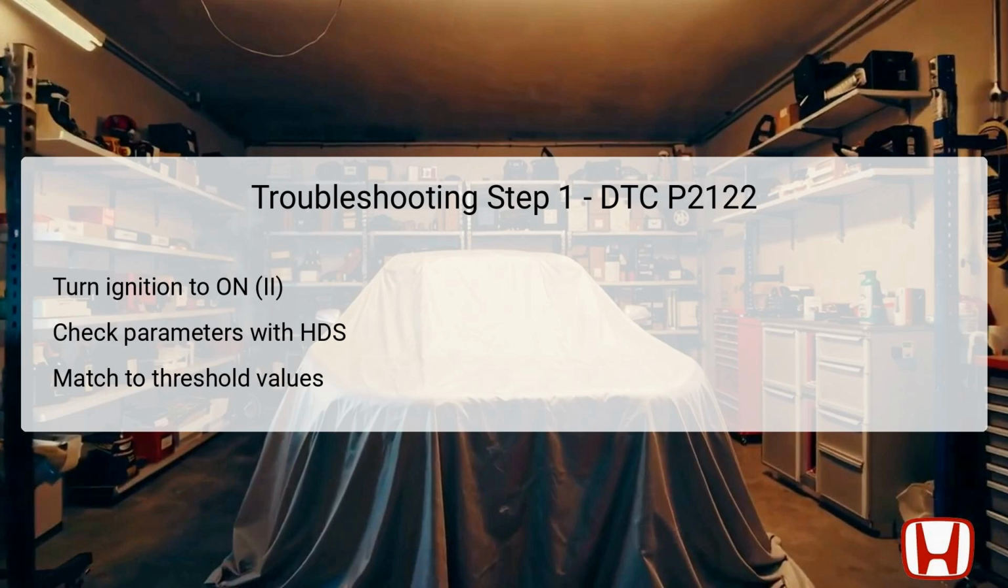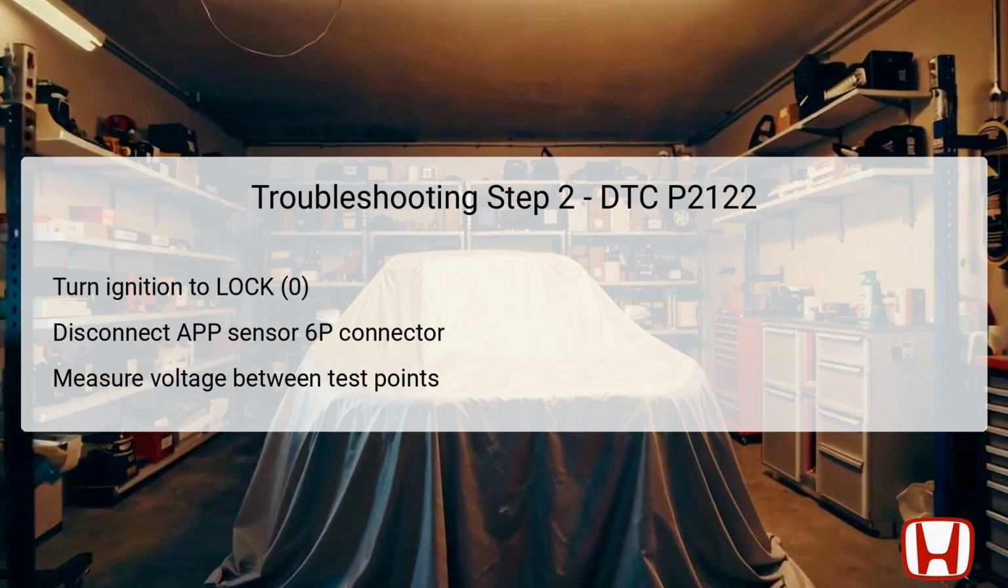However, if the APP sensor voltage readings are nominal, it may indicate an intermittent fault. In such cases, it is crucial to check for poor connections or loose terminals at both the APP sensor and PCM as part of further investigation.